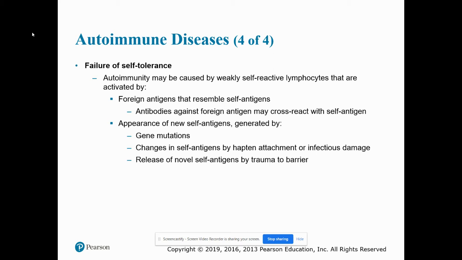And also, there could be a release of novel self-antigens by trauma to a barrier. First of all, novel would mean new. What this means by trauma to a barrier is there are some parts of our body that our immune system doesn't reach, for example, parts of the eye. So let's say you had trauma to your eye and it somehow pierced a barrier. At that point, it introduced new or novel self antigens into your bloodstream that could trigger autoimmunity.